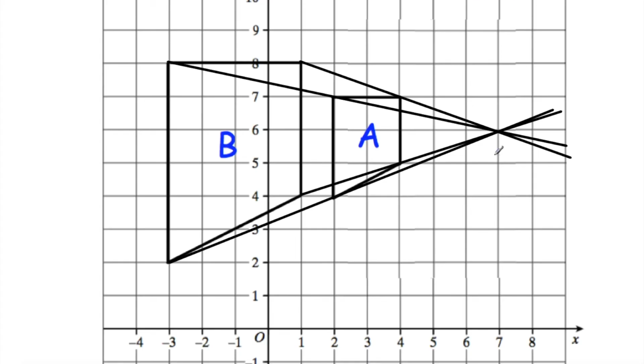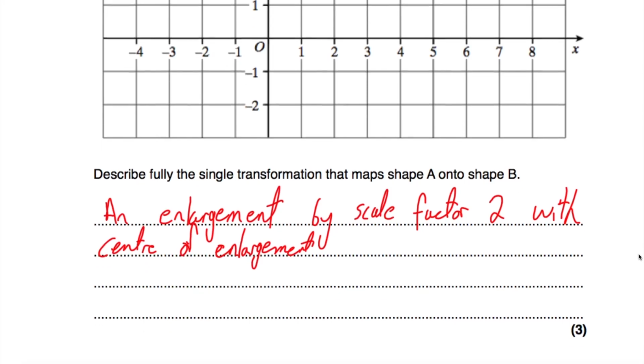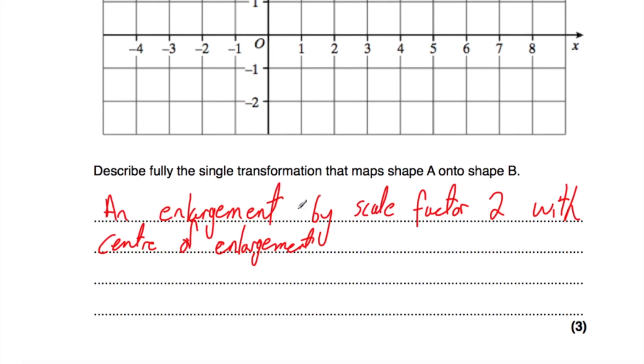So that means the center of enlargement is this point here, the point 7, 6. So let's write that down. That there has been enlarged by scale factor 2 with center of enlargement 7, 6. And that's it. Okay, let's have a look at our next question.